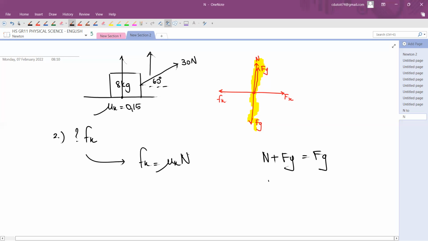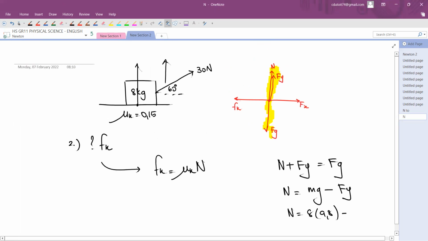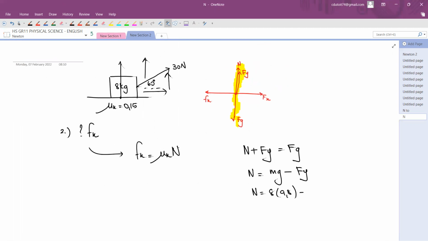So now my normal force equals my Fg, which is mg, minus the Y component. So the normal force is 8 times 9.8, less something. And what is the Y component? Can you remember? Sin or cos? Sin. It's the force times sin of the angle. And then I can type it into my calculator if that's too much to just transfer into a new sum.